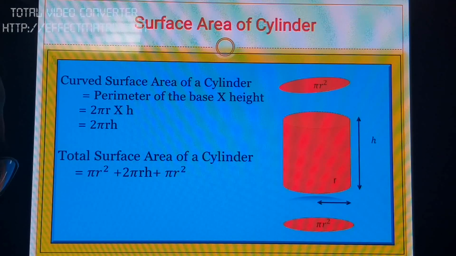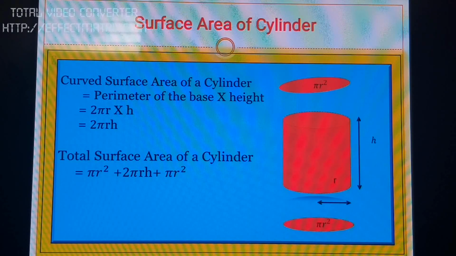And the total surface area of a cylinder has 3 surfaces. One is the curved surface area and the others are its top lid and its bottom lid, that is pi r square plus 2 pi r h plus pi r square, that is 2 pi r square plus 2 pi r h.